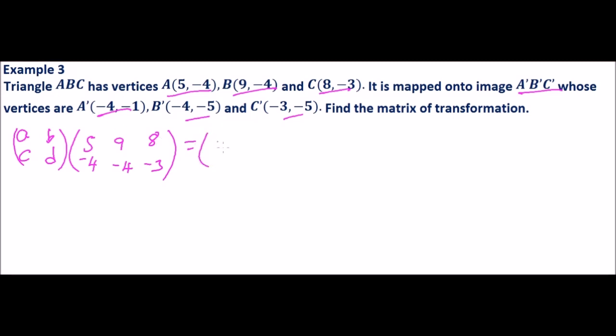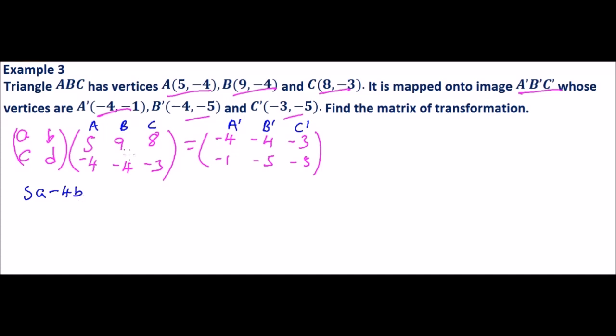So we say A times 5 will give 5A. Then we have B times 4, that will be minus 4B. A multiplied by 9 will be 9A. B multiplied by minus 4 will be minus 4B. So you have 9A minus 4B. 8 times A, you have 8A. Then B times minus 3. We come to the second row. Times 5 will give us 5C minus 4D. We have done with the first row. So that gives us 9C minus 4D, and 8C minus 3D.